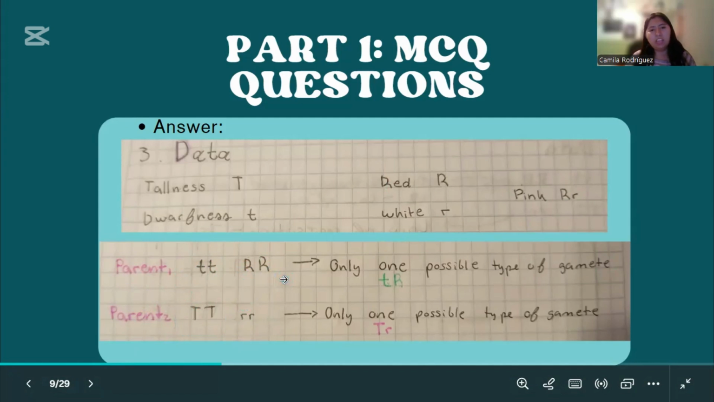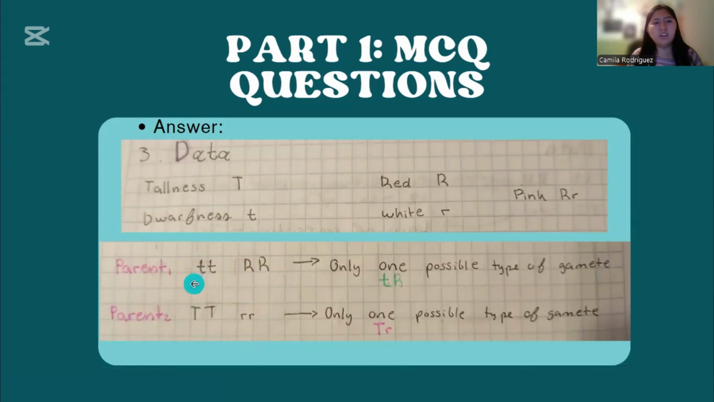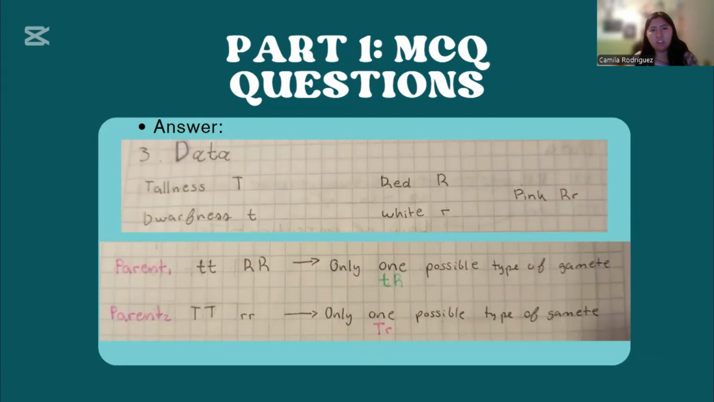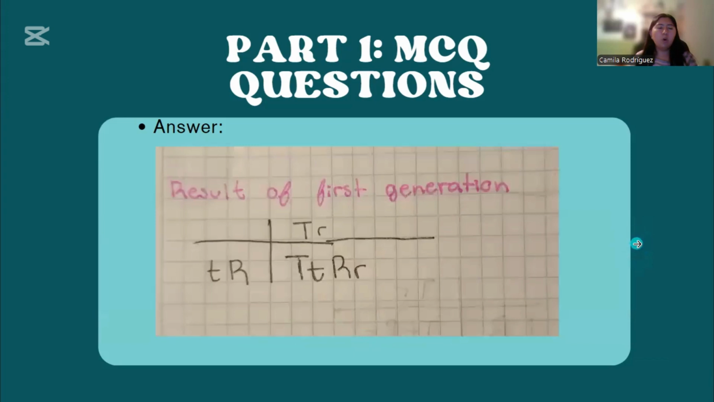Then we need to make the crossing over, but as you can notice here, there is not much variation, as we said in another example before. Why? Because both of them are homozygous, recessive and dominant. So there is only one possibility to get one type of gamete, which will be, in this case, lowercase t and r, or in this other case, capital T and R. Or if you want to say it more properly in biology terms, it will be dwarfness red and tallness white. So now we need to get the answer, which will be crossing both of the parents.